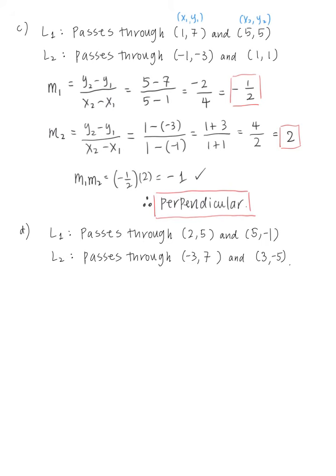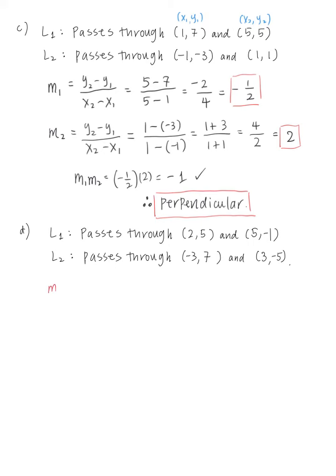All right, now the second line is passing through (-3, 7) and (3, -5). So again, plot (-3, 7) and plot (3, -5), then connect those dots. That's your second line. You can kind of give yourself a rough sketch to see what's going on. But anyways, let's just do this mathematically.